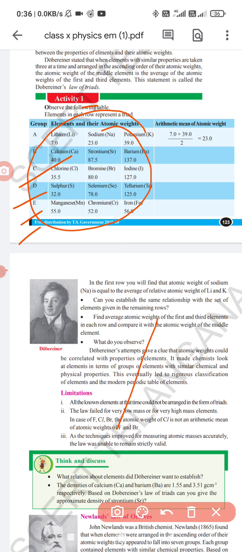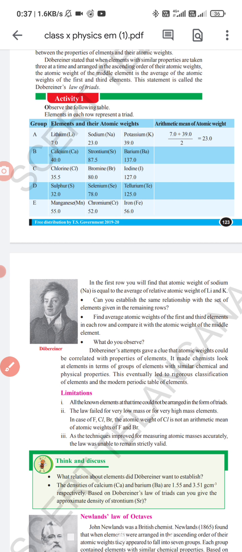Second point: the law failed for very low mass or for very high mass elements. This law is not suitable for very low mass elements or very high mass elements. For example, in the case of fluorine, chlorine, bromine, the atomic weight of chlorine is not the arithmetic mean of the atomic weights of fluorine and bromine. So Dobereiner's law of triads is not possible here. So this law failed. For example, we saw here fluorine, chlorine, and bromine.